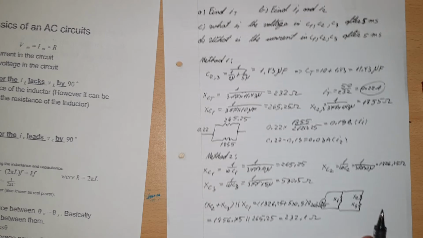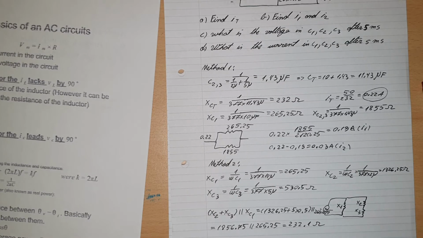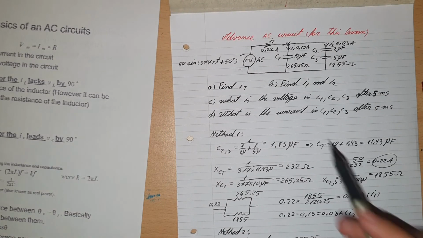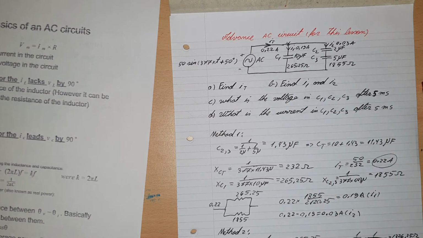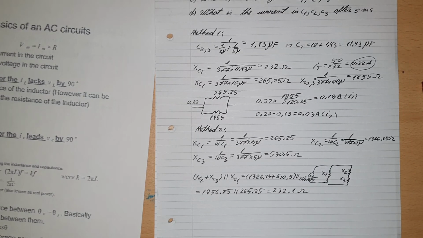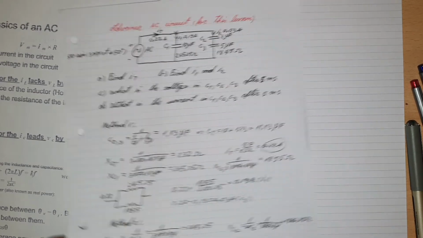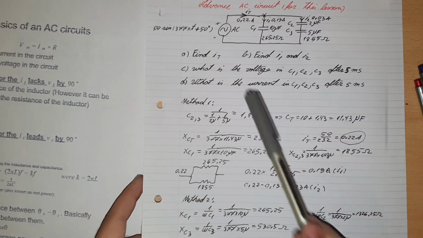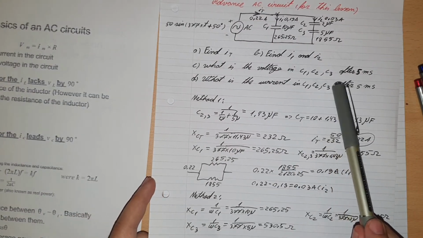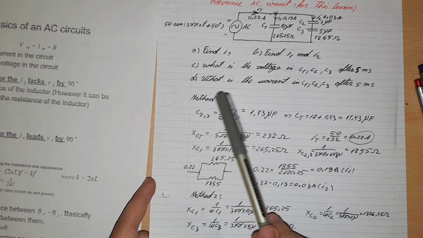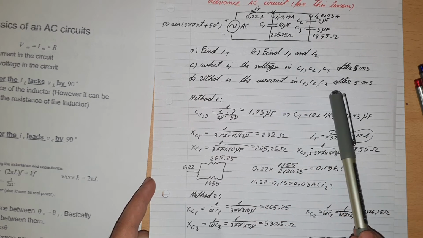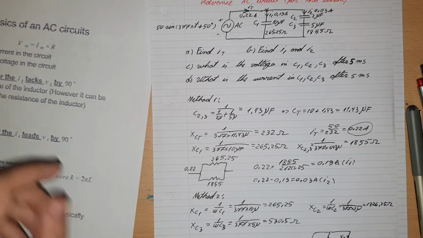Simply getting all of the complicated things that come with capacitors and inductors, and replacing them with simple resistors. But yeah, so it's a good trick to know. Now let's go to the next part, which is: what is the voltage in C1, C2, and C3 after 5 milliseconds, and what is the current in C1, C2, C3 after 5 milliseconds?